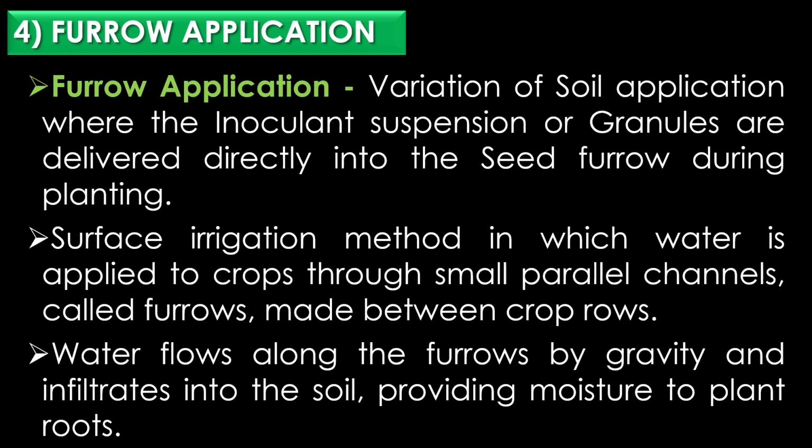The fourth method of field application is furrow application. Furrow application is a variation of soil application where the inoculant suspension or granules are delivered directly into the seed furrow during planting. Furrow irrigation is a surface irrigation method in which water is applied to crops through small parallel channels called furrows made between crop rows.